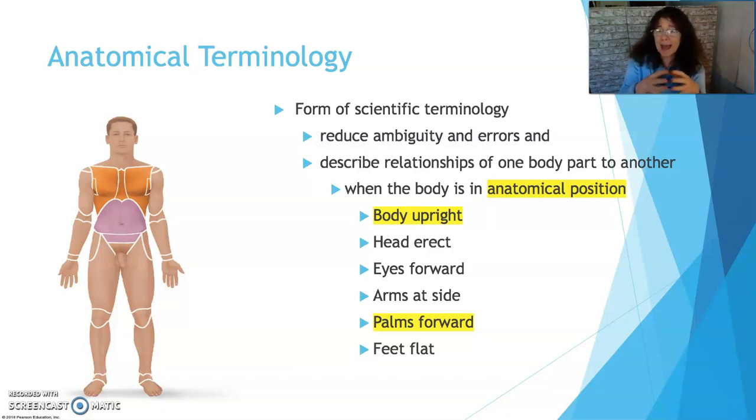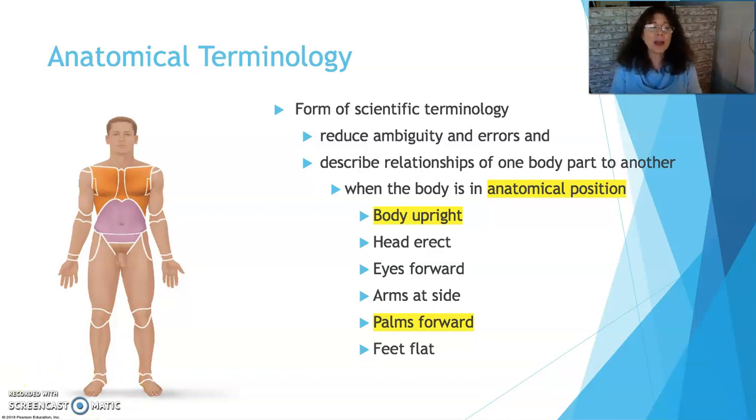When we talk about anatomical position for the human body, we're talking about a body that is upright and the head is erect, the eyes are forward, the arms are at the sides, and here's the important one, the palms are facing up. Very important. This is called the palmar surface. The palms are facing up, the feet are flat on a surface. That is anatomical position for a human, for a bipedal animal.